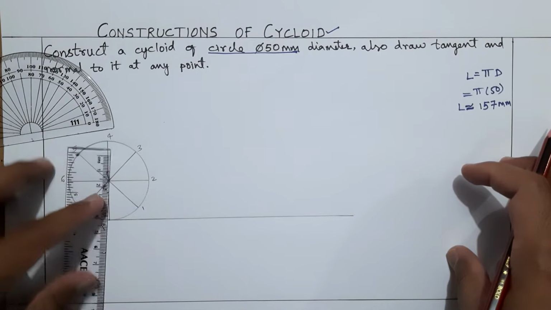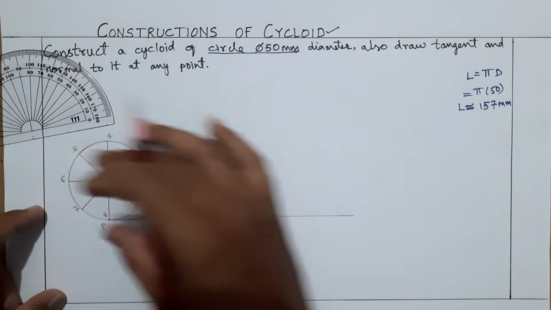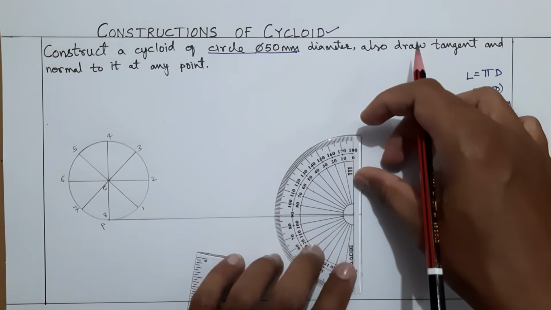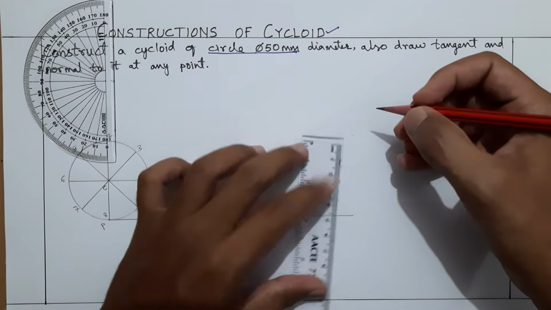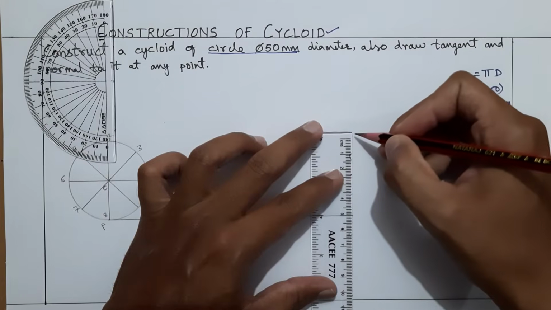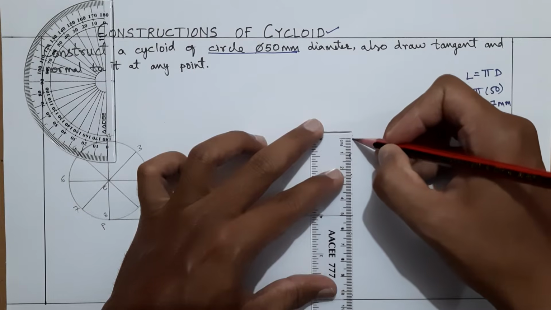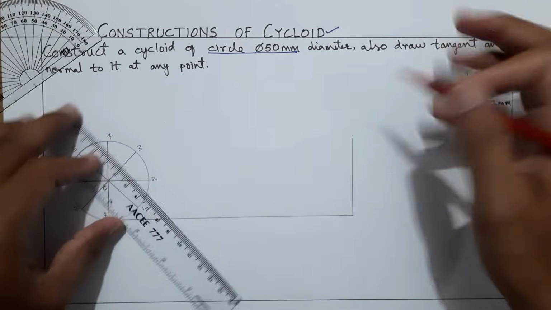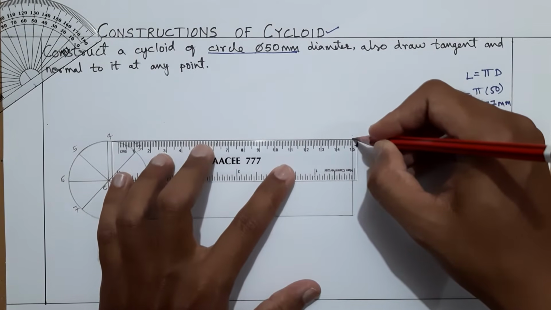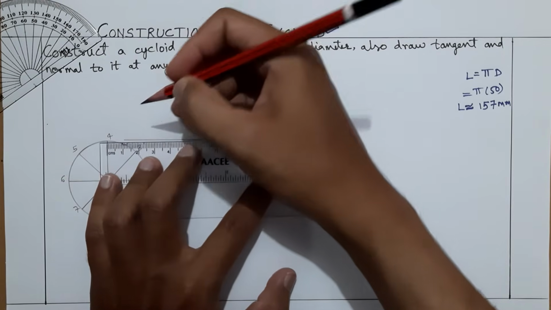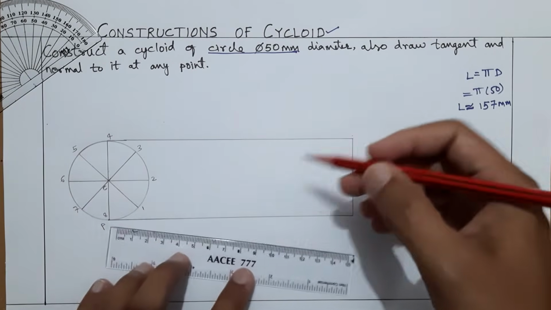Now what you have to do, the circle diameter is 50 mm, so here also you have to take a height of 50 mm, and then you have to join all the lines here. So let us do that quickly. 50 mm height and 90°. So here it is joining.